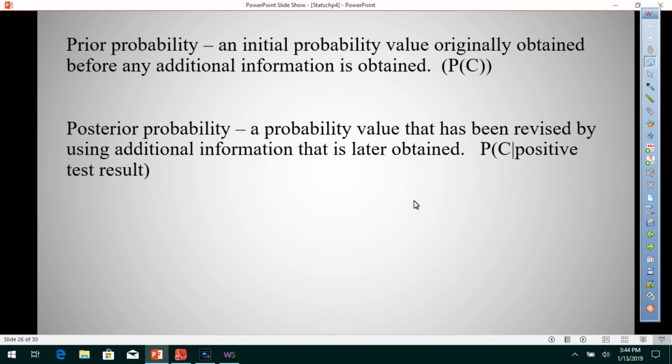Prior probability: an initial probability value originally obtained before any additional information is obtained, like the probability of cancer. Posterior probability: a probability value that has been revised by using additional information that is later obtained, such as finding out that the guy's a pro golfer.